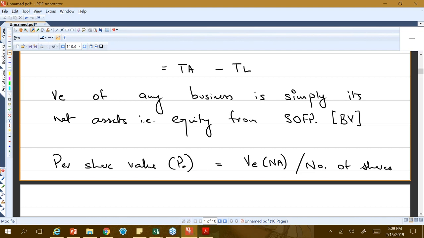Now, remember, this area of valuations will be tested in section A or B of the exam. This is not a section C topic, which means that you may be asked to calculate a value of equity, or you may be asked to calculate a per share value. So you have to be careful what the examining team wants you to calculate here. Any business is worth its net assets. The value of equity is simply the equity from the SOFP, but this is book value analysis. And if you have to find the per share value, then you take the total value of equity and divide by the number of shares.